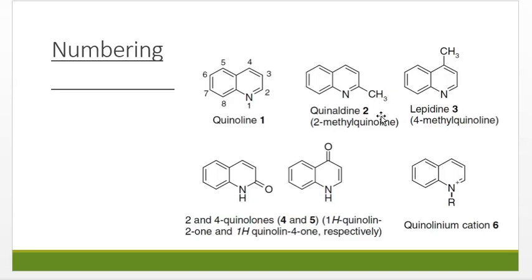One of these isomers we will name as 2-methylquinoline. This is the second position, and 3 and 4, of course, 1, 2, 3, 4, 4-methylquinoline. One of these isomers we will name as quinaldine, and 2 and lepidine, 3.